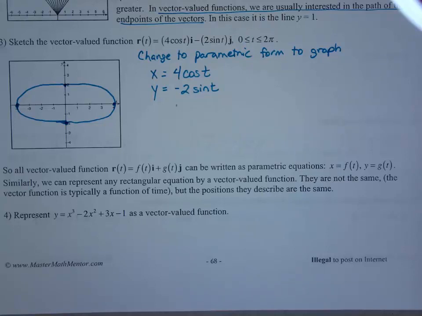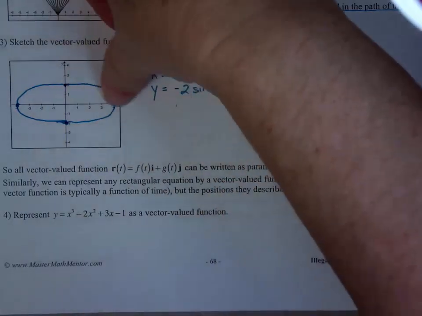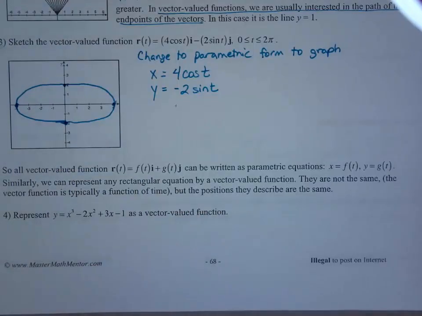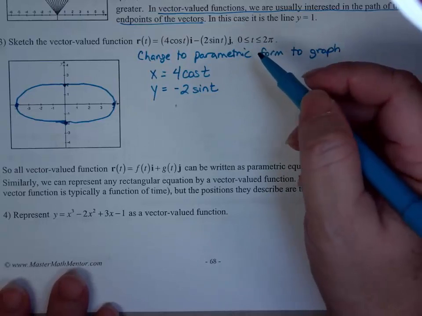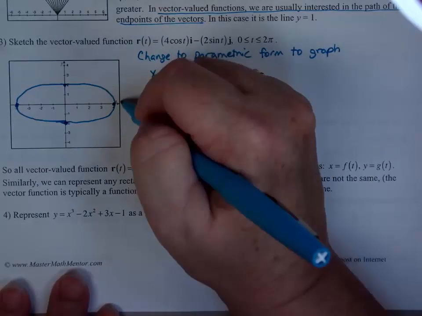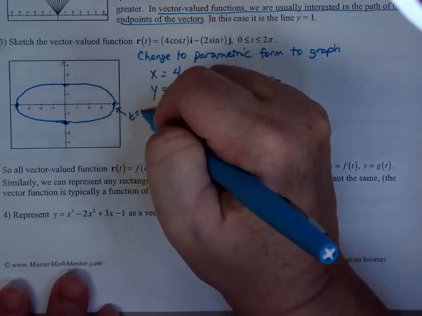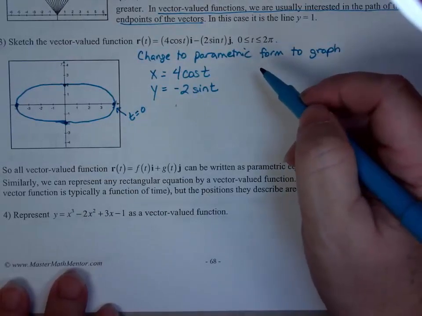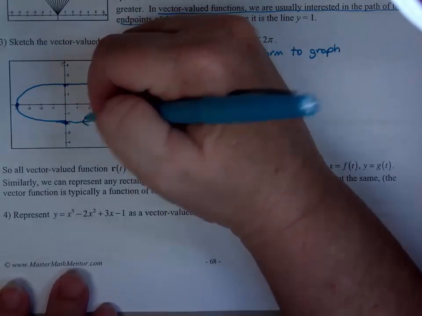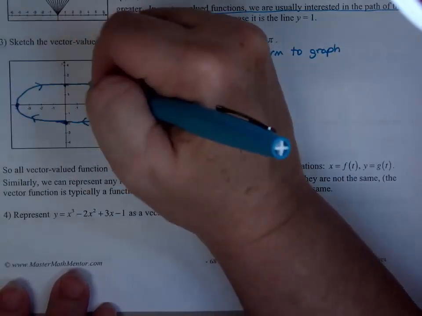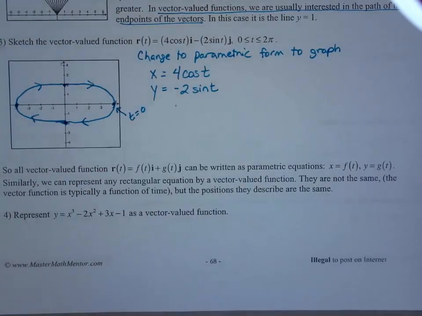Because like I said, all we care about are the endpoints of the vector. So basically it's drawing vectors starting right here and going around the circle and filling it up. Please label the starting point as t equals 0. So where did it start? Right there, t equals 0. And put arrows on the curve to show which direction it went. Went like this, like this, like this, and like that. So that's how we draw a vector valued function.